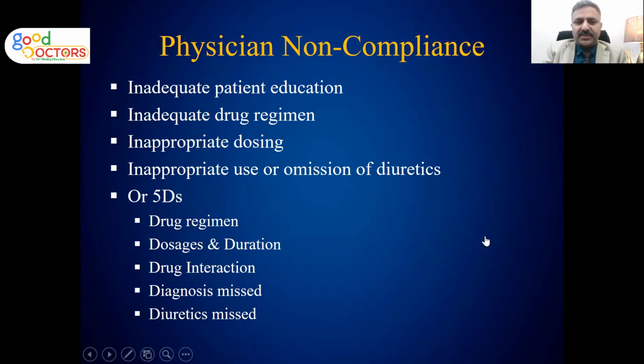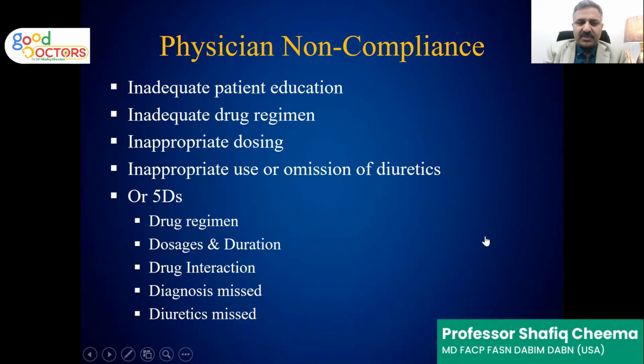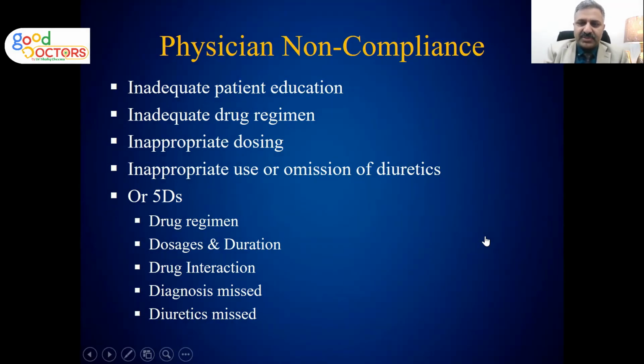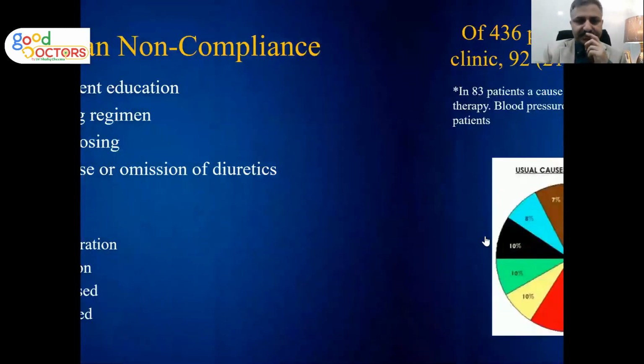So this could be summarized into 5 Ds. Either the drug regimen is not correct, the dosage is not correct, or the duration is not correct. There is a drug interaction. Or you have missed a diagnosis, like a secondary diagnosis, like renal artery stenosis, and you're missing a diuretic. So remember the 5 Ds when you are prescribing or dealing with a patient with difficult to control blood pressure. All of this lecture also applies to regular blood pressure when you are choosing a combination and need to know what is appropriate and what is not appropriate. So that also is important.